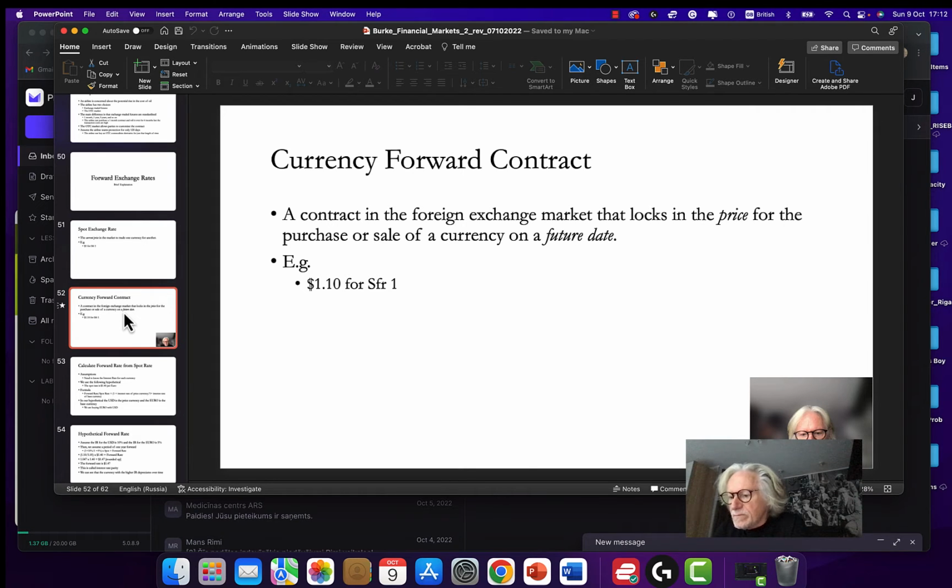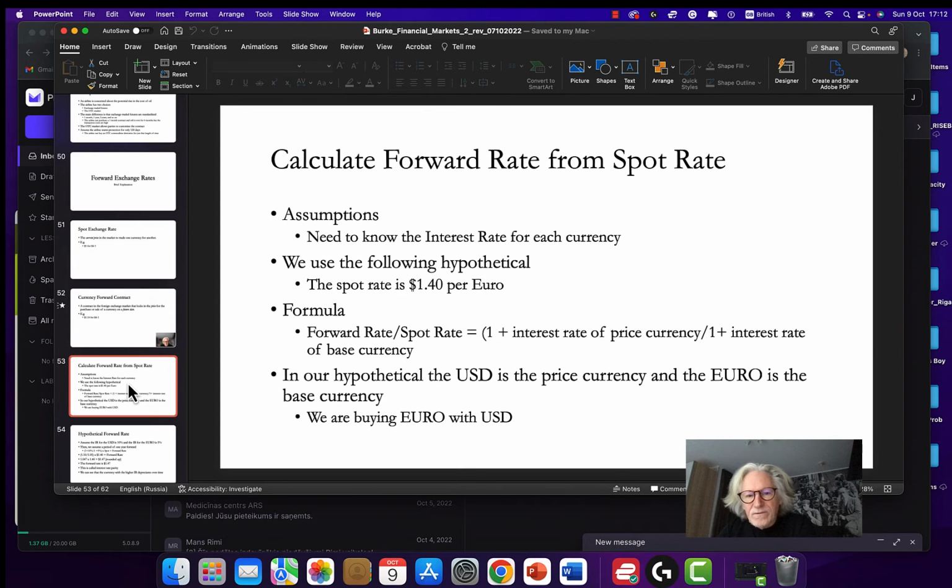And they do this mainly by a currency forward contract. So, a currency forward contract is a contract between two parties in the foreign exchange market that locks in the price of the purchase or sale of a currency on a future date. All right, that's a little of what we need to know.